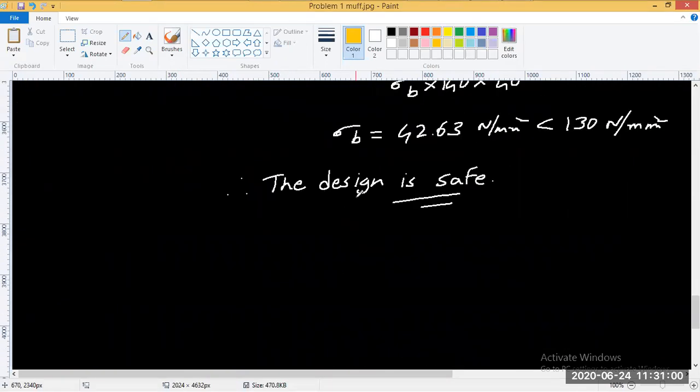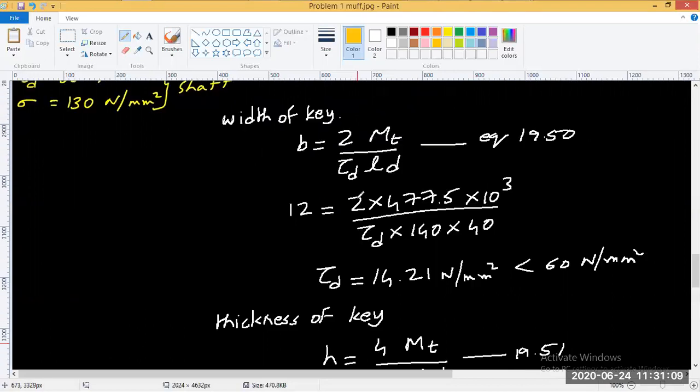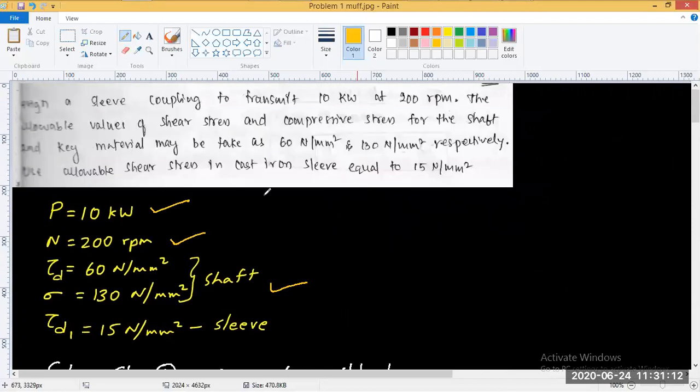So that's it. This is the first problem on this sleeve coupling. All problems follow the same pattern. Most of the time we mention power, or sometimes directly give torque, and depending on power, speed and the limiting stresses, you just find the values. That's how it usually flows. We'll do just this one problem, because all problems on sleeve and muff coupling follow the same pattern. I'll send some additional problems you can practice at home.